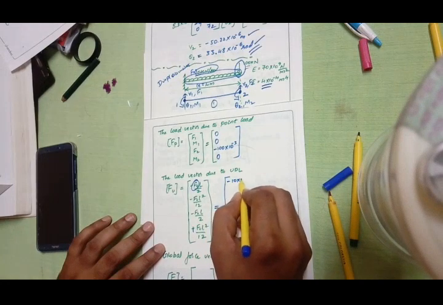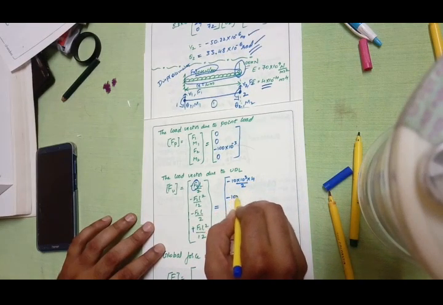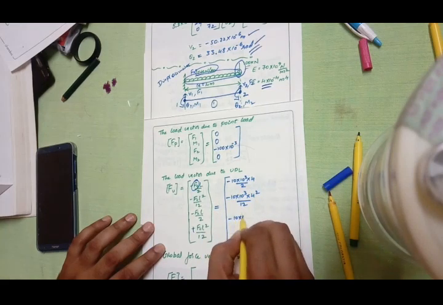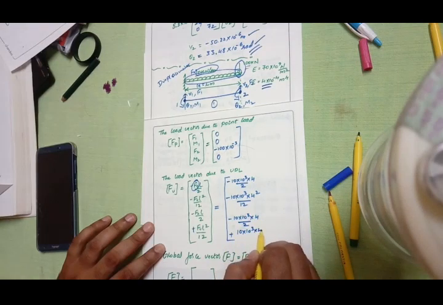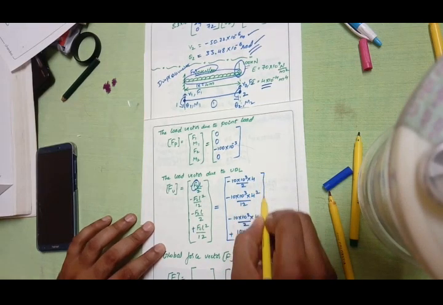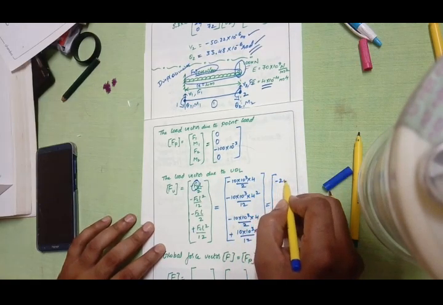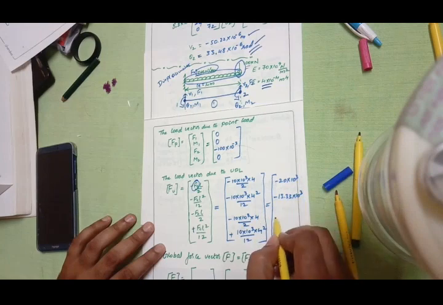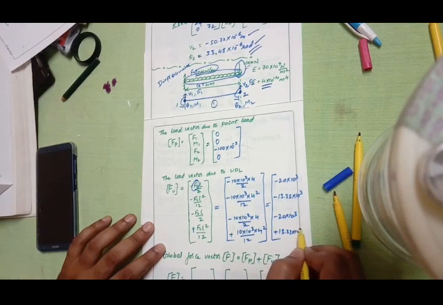So minus 10 into 10 power 3. Length is how much? Length is 4 meter, divided by 2. So as usual, minus 10 into 10 power 3 is a force. L is 4 square divided by 12. Minus 10 into 10 power 3 multiplied with 4 divided by 2. So this is a plus sign: 10 into 10 power 3, L square is 4 square divided by 12. If you do the simplification, you are going to get minus 20 into 10 power 3, minus 13.33 into 10 power 3, and minus 20 into 10 power 3, and this is plus 13.33 into 10 power 3.